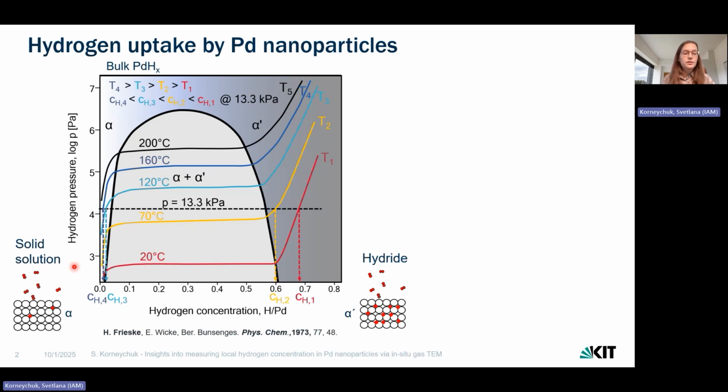We have two phases, solid solution and the hydride. And here the hydrogen pressure outside of the sample doesn't change because the hydride is forming, absorbing all the hydrogen. And here it keeps forming until the whole sample is hydrogenated, and then the pressure starts to grow again rapidly with the concentration.